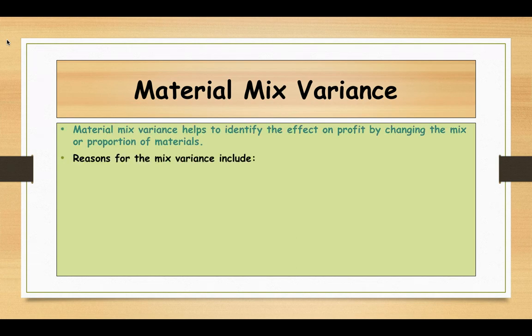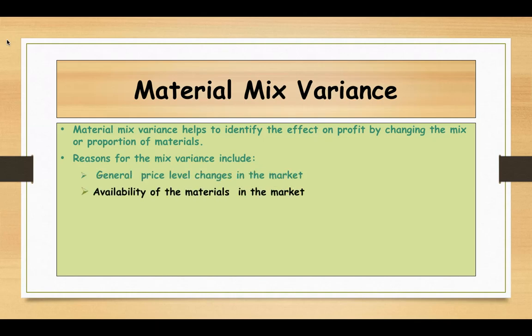Reasons for the mix variance. If there is a general price change in the market, sometimes companies are encouraged to use more proportion of expensive materials because the actual price of the expensive material is cheaper than the standard price of the expensive materials. So managers in this case might use more proportion of the expensive materials.